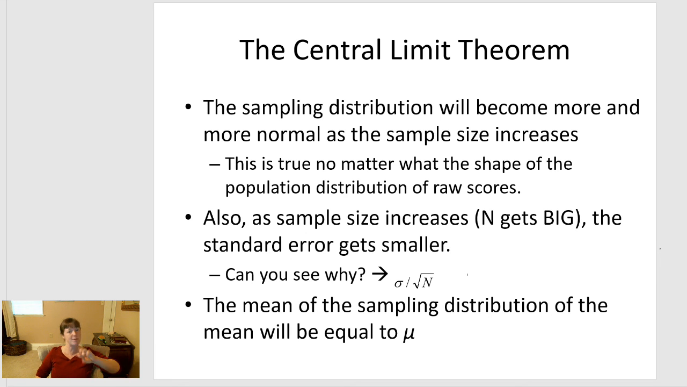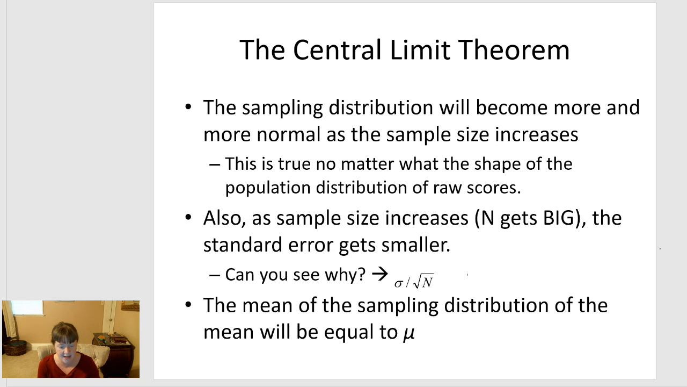As you go from 25 people to 100 people to however many people are in each sample average, standard error is going to get smaller. Sigma over the square root of n is how we calculate standard error, which is our new name for the standard deviation for an infinite number of averages. And as sample size goes up, standard error gets smaller.